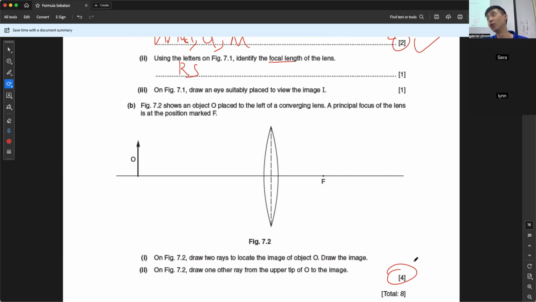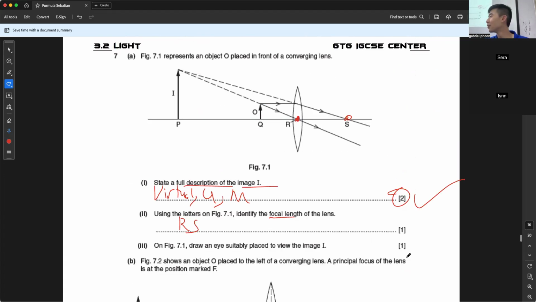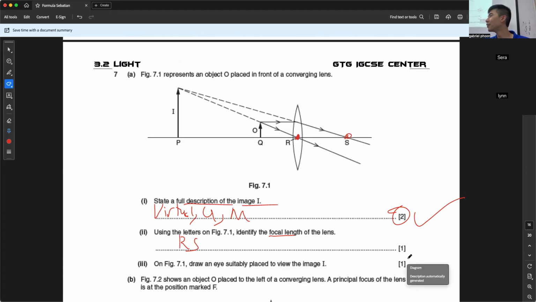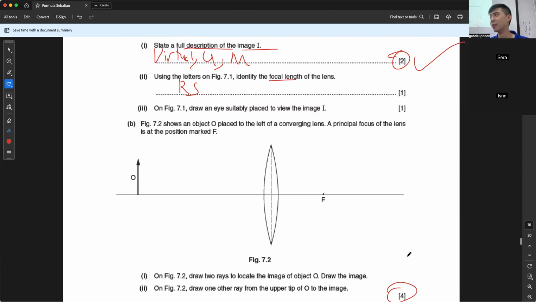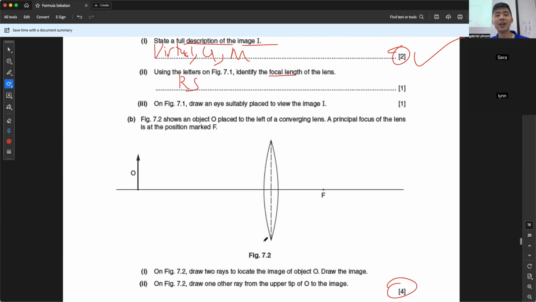4 damn marks for drawing something that you're supposed to know. They already tell you that this is the object, right? What you drew was you're imagining this as the image. If this is the object, the 2 light rays will always be standardized. The first light ray will pass through the focal point. It will go straight first, and then after that, it will cut through the focal point.